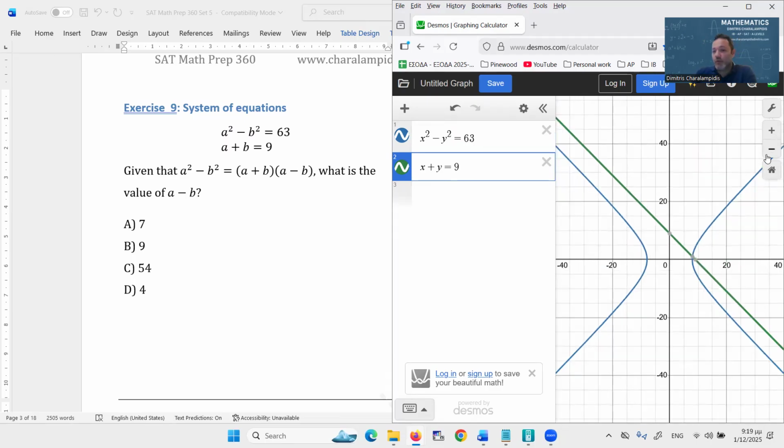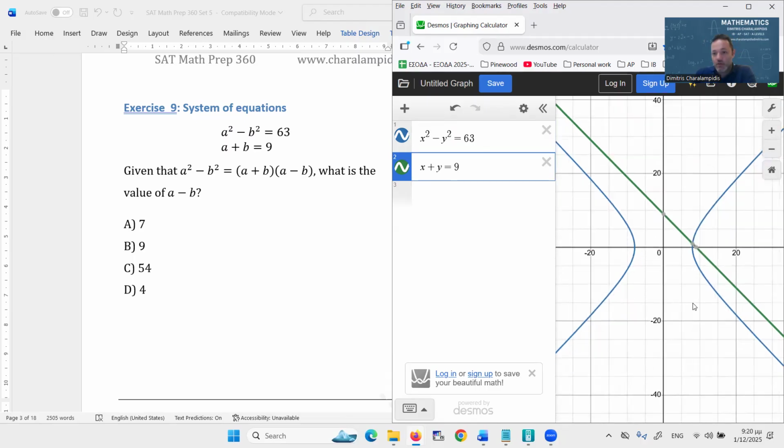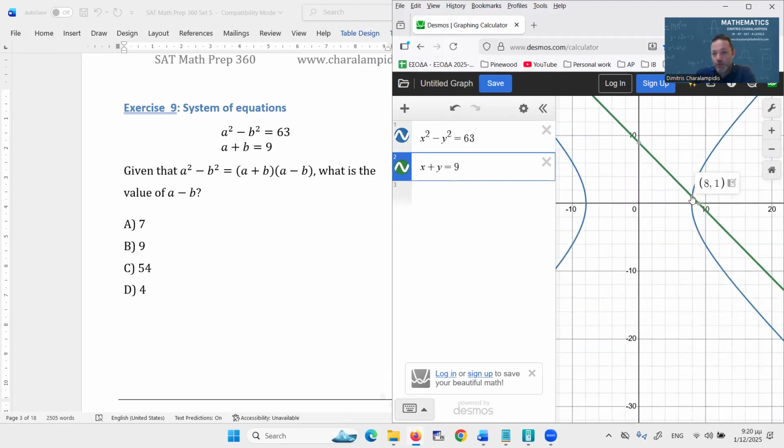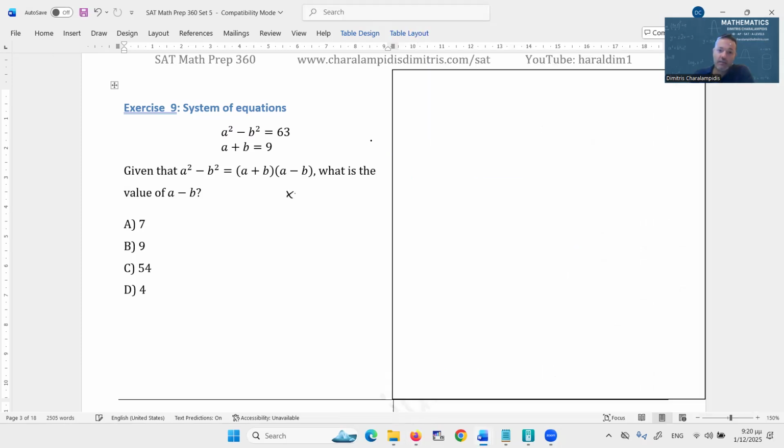The solution to a system of equations is the common point of intersection, which in this case is (8, 1). So x is 8, y is 1, which means that what is the value of a minus b? In my case, a would be 8 and b would be 1. So a minus b would have been 8 minus 1, which is 7.